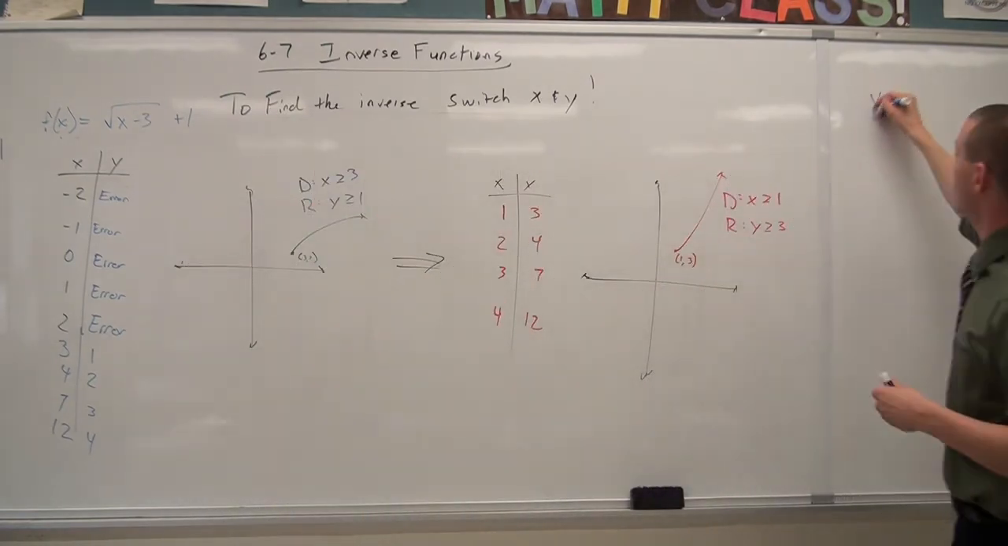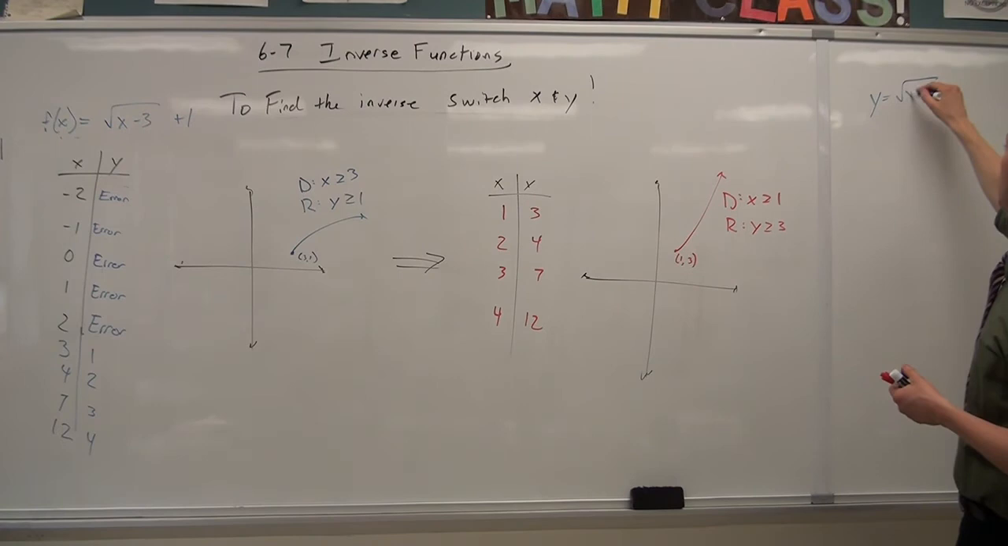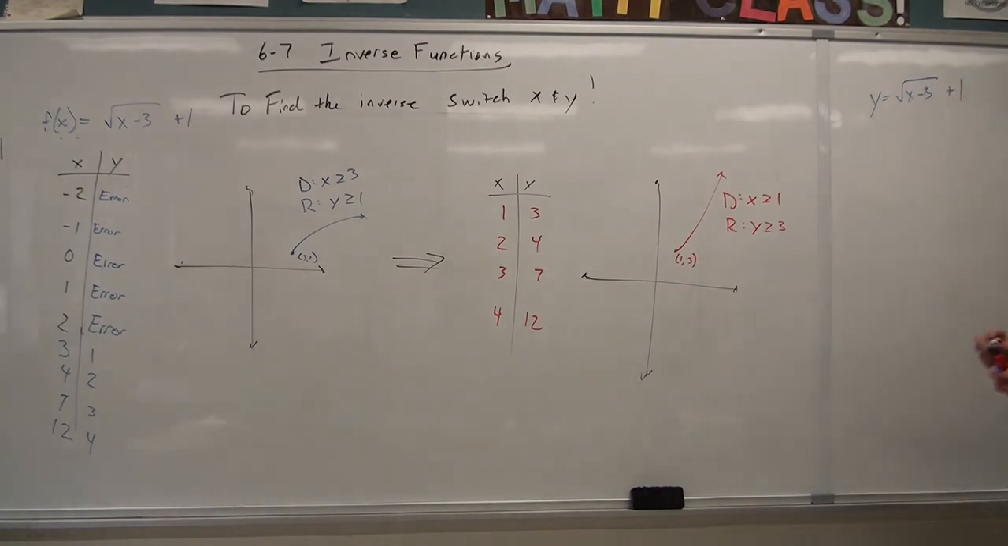So again, I start here, y equals the square root of x minus 3 plus 1. And then I switch my x and my y. So I get x equals the square root of y minus 3 plus 1. And I'm going to go through the process of solving. So I'll subtract 1 from both sides. I'm going to square to get rid of the square root.